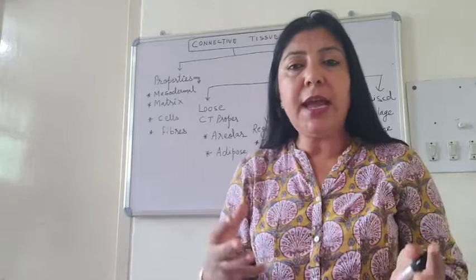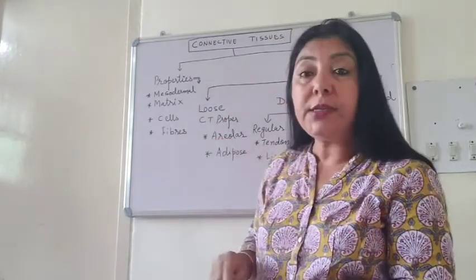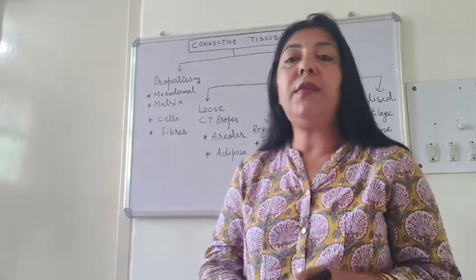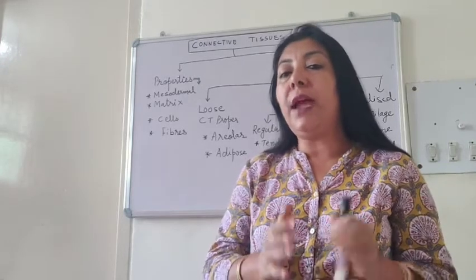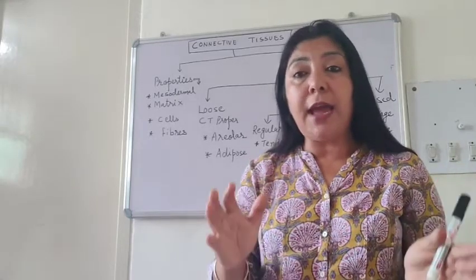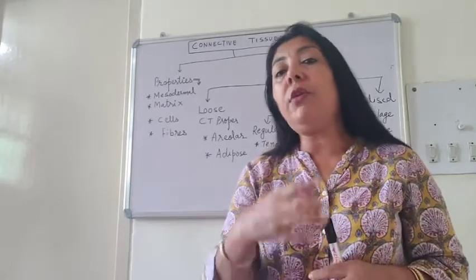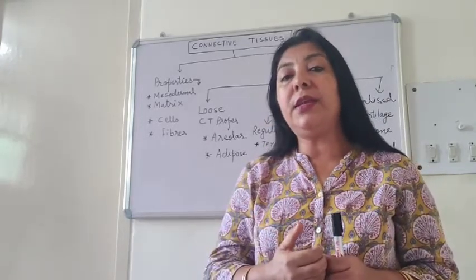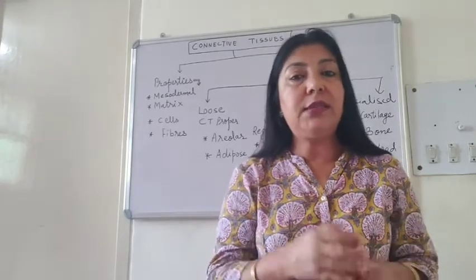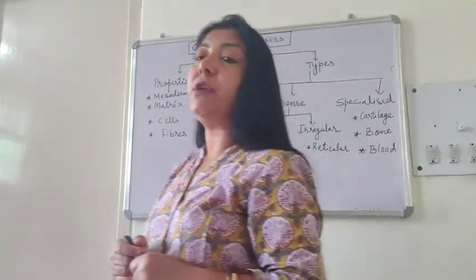This matrix is specialized with different types of cells and different types of fibers in it, and these cells and fibers give the characteristic feature to that particular type of tissue. So we will be studying the different types of connective tissues, and at that time I will be telling you what cells and what fibers are present in each. So let's study the general outline of the types of the connective tissue.